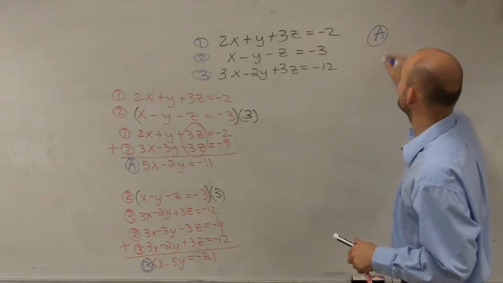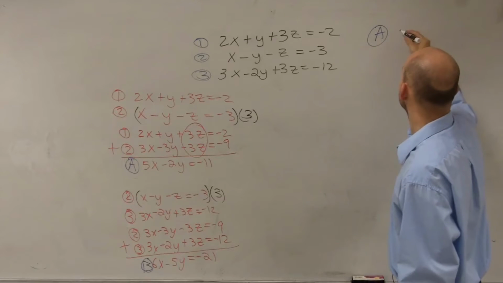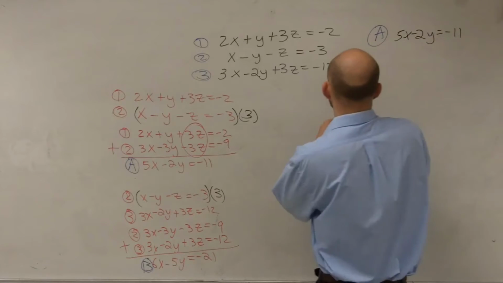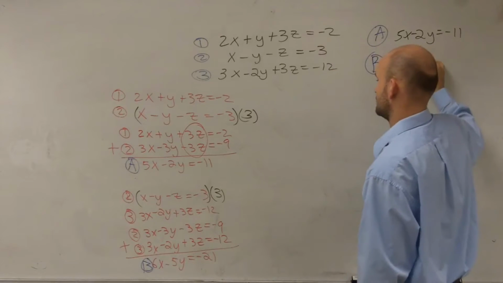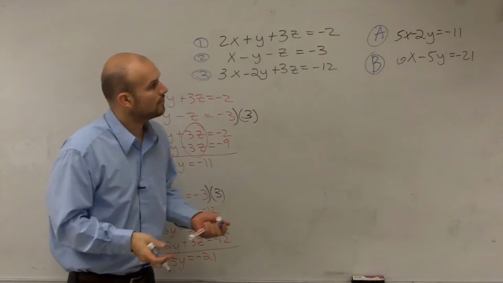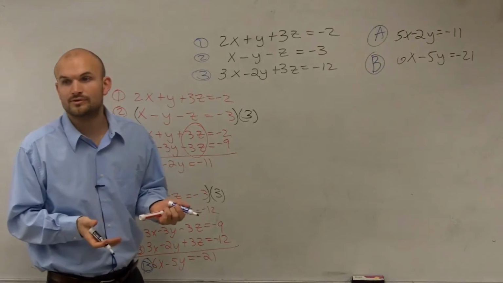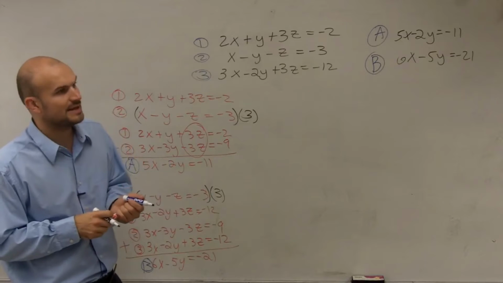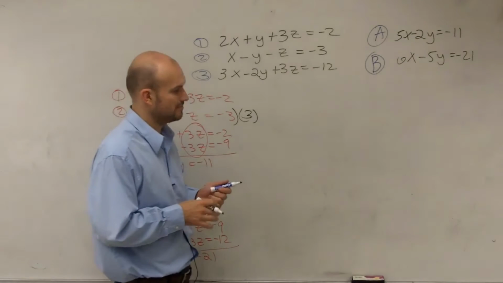So equation A was 5x minus 2y equals negative 11. And equation B is 6x minus 5y equals negative 21. So what's the best use of our work here? So now what we can do is do what? Use elimination, substitution, or graphing, right? And probably the easiest method to do for this one would be to use elimination, probably be the best.